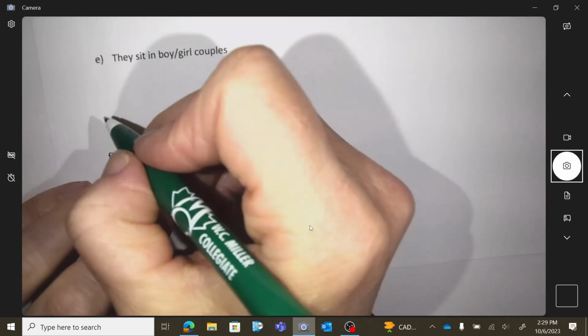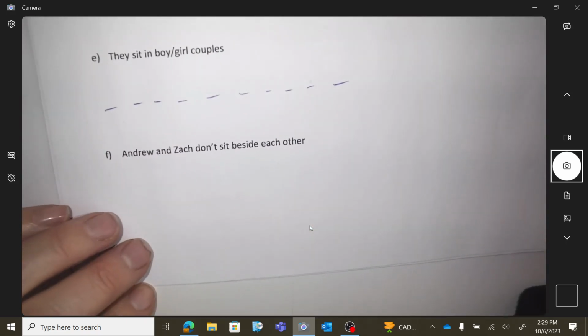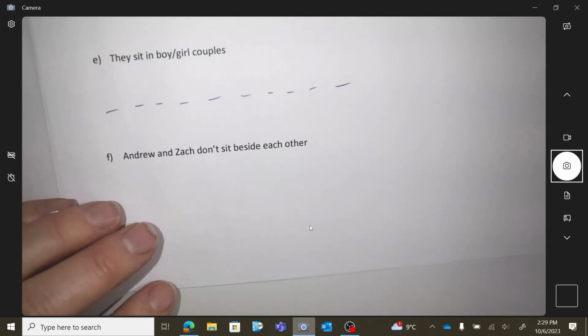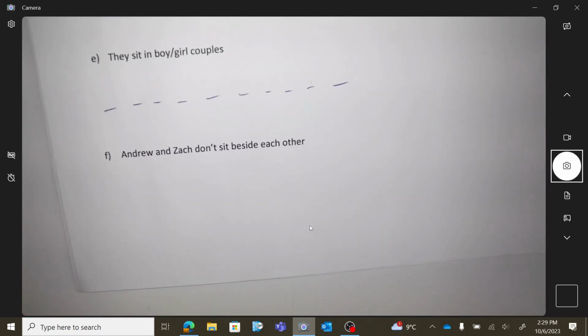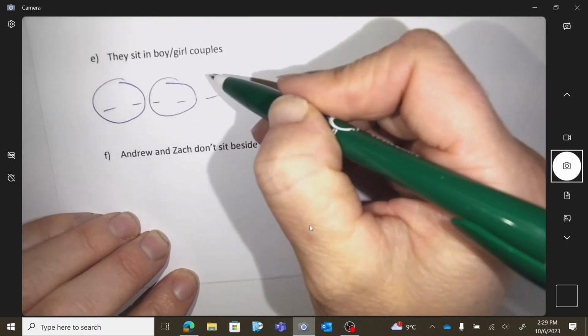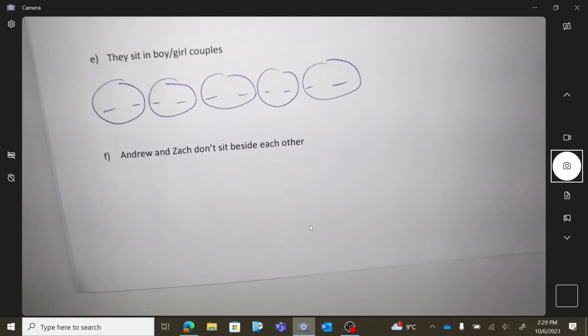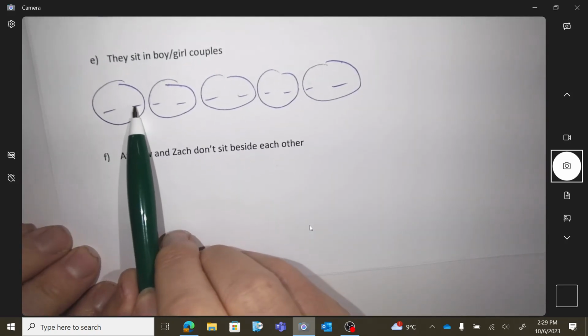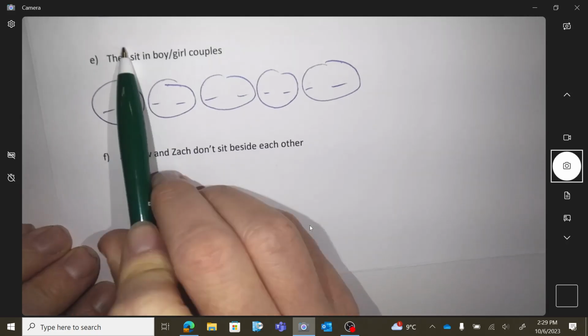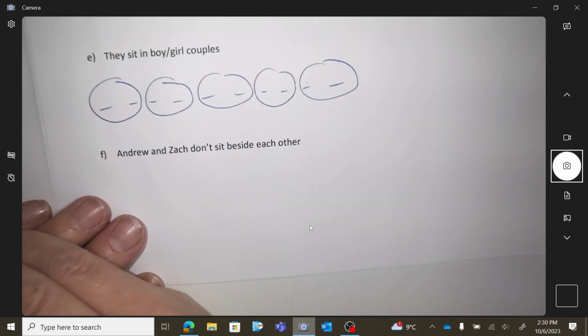Okay, this time, drawing your 10 blanks. They must sit in couples. So this couple, when they move, they have to move together. This is what I'm doing. So this couple, if they move, they have to move together. Okay, same concept.